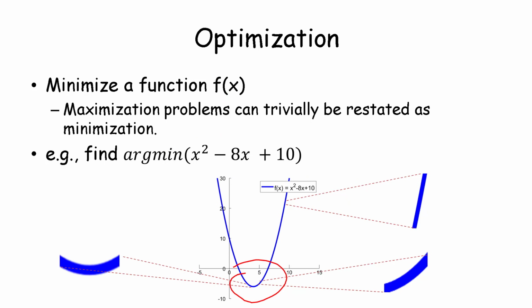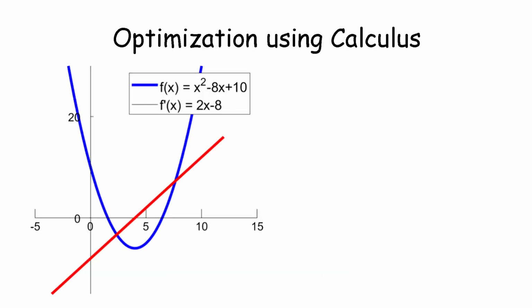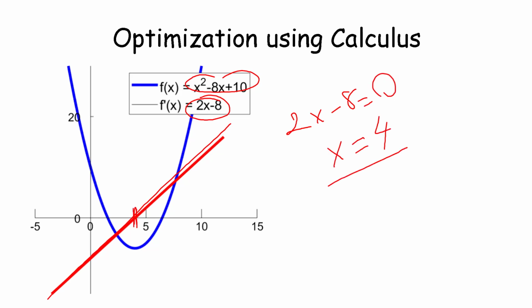So finding where the derivative is 0 would help us find where the function stops decreasing and starts increasing. In other words, we can identify where the function has a minimum. The derivative of this function is 2x minus 8 and is shown on the same plot here in red. If we set the derivative to 0, 2x minus 8 equals 0, and solve for x, we'll find that where x equals 4, the derivative is 0 and the function is at a minimum because it is flat right there.